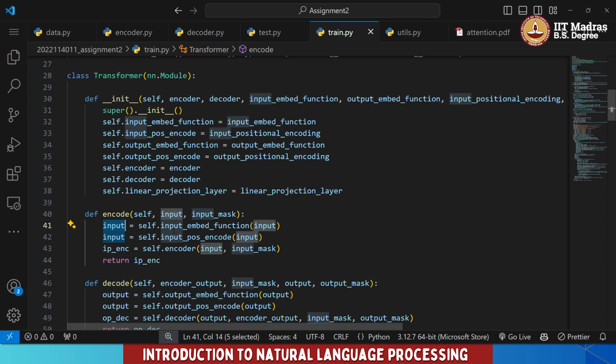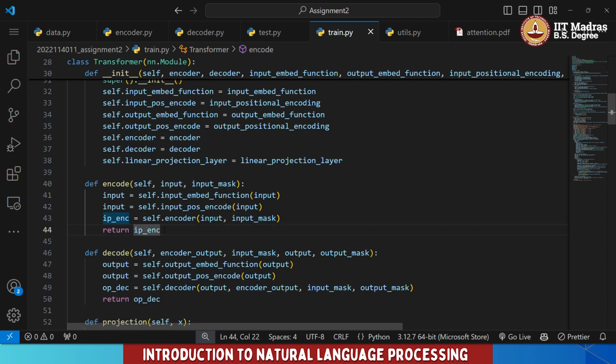So as you can see, the output of the input embedding function is passed as the input to the positional encoding, and the output of the positional encoding function is passed as an input to the encoder. Along with the encoder, there is an input mask that we will define as well. Like I said before, we don't want the transformer to attend to future tokens, so for that we'll have this input mask.